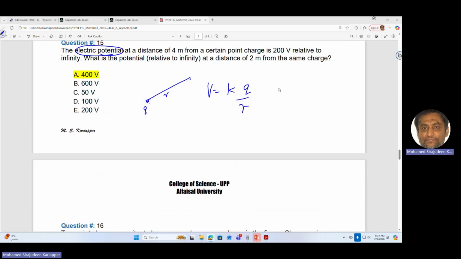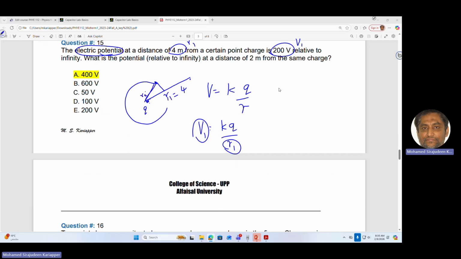Once you remember that, your physics part is finished. Then it's just a matter of some algebra math. So what the question says is, at a certain R1, V1 is given. R1 is 4 meters, V1 is 200 volts. Then he asks, what is the potential at a distance of 2 meters? It is the same anywhere at that distance.